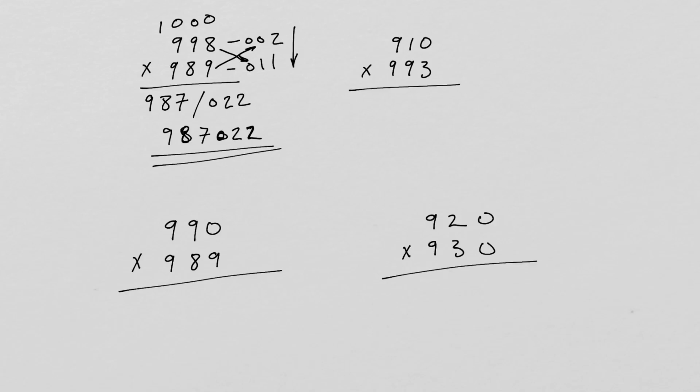Okay, the second problem, 910 times 993. Working off of base number 1000. We're going to say this is minus 90. This will be minus 7. Okay, either subtract this way or subtract this way. For our left hand side, either way we get 903. For the right hand side, remember we multiply straight down. 90 times 7 is 630. Final answer.